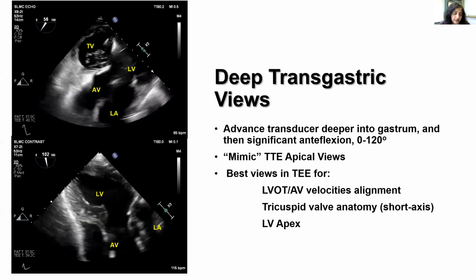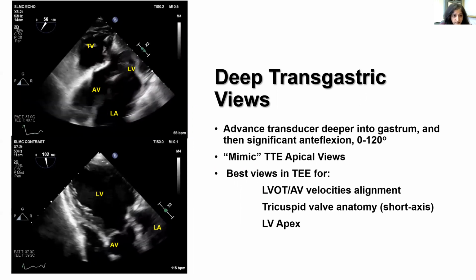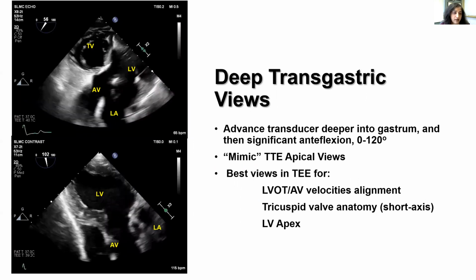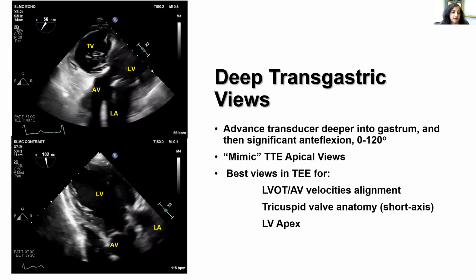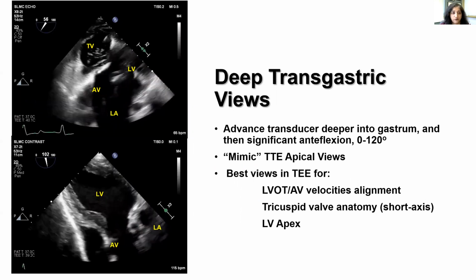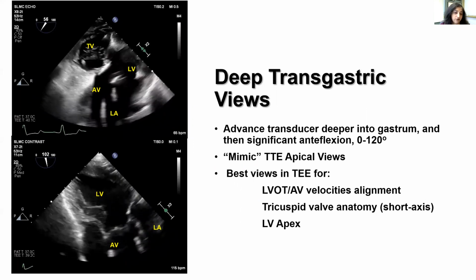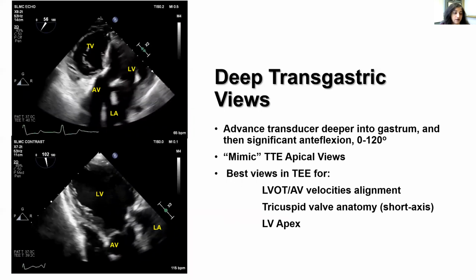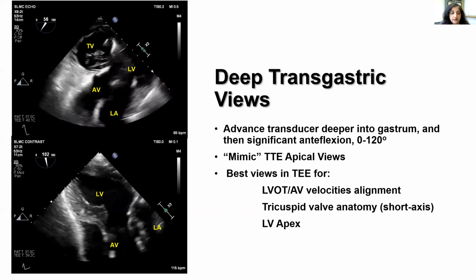And then the deep transgastric view occurs from advancing the transducer even deeper into the stomach. And with significant anteflexion, anywhere from 0 through to 120 degrees, you can really mimic the standard transthoracic apical views: the 3-chamber view, 4-chamber view, 5-chamber view. This is really the best view in TE for looking at the LVOT and aortic valve velocities. It's the spot where you can be most parallel to blood flow and get the highest velocities.